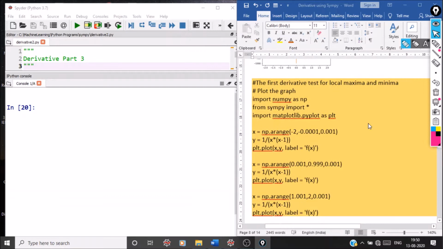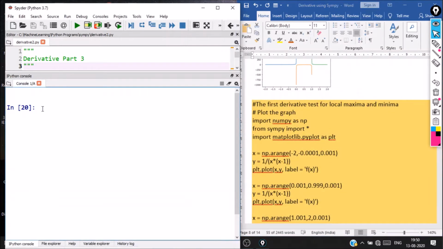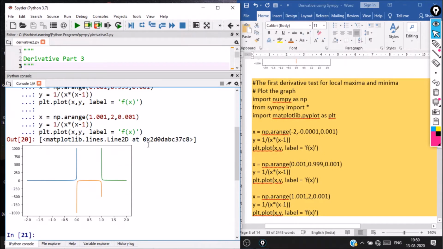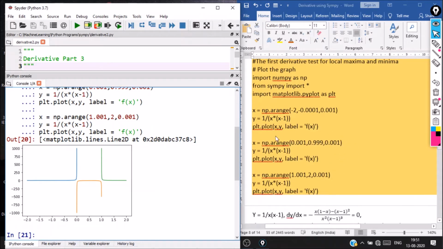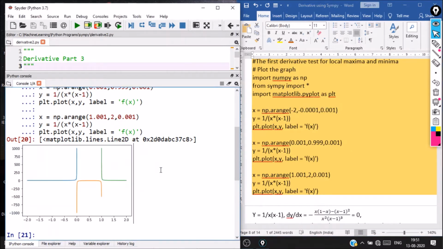Okay, next, we can plot the graph for the first derivative test for local maxima and minima. We need these three packages, and here are the lines through which we plot the figure. In the description part I will give these particular lines, so you can check them and we can execute it. Now this is our graph. You can see the code and easily understand it. Here we plot y and x, where y is the function, and we identify different ranges, and from that range we can identify this particular graph.